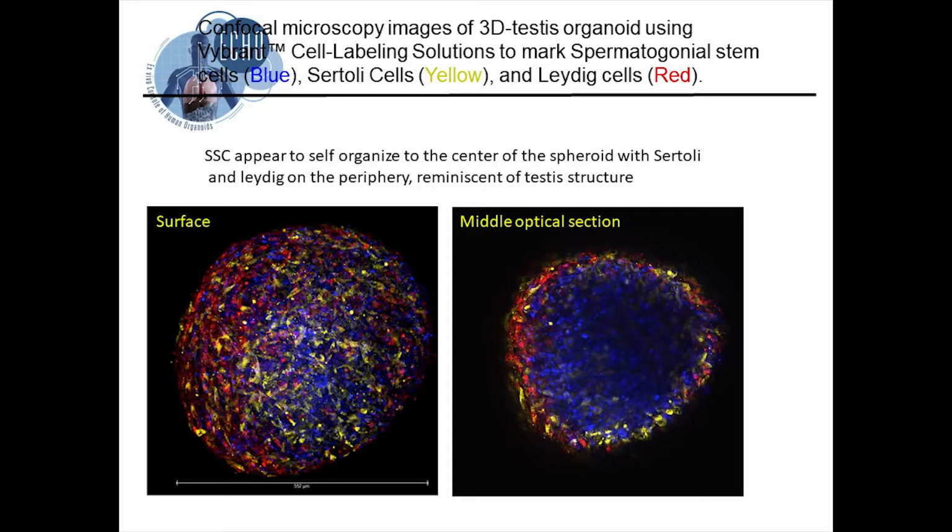So what we did in this case was we labeled the spermatogonial stem cells in blue, the Sertoli cells in yellow, and the Leydig cells in red. And this is just a confocal image, and you can see on the surface it's sort of fairly mixed up, but not so much blue. But when you take a middle section, you can see most of the spermatogonial stem cells are in the middle with the Sertoli and Leydig cells on the outside.